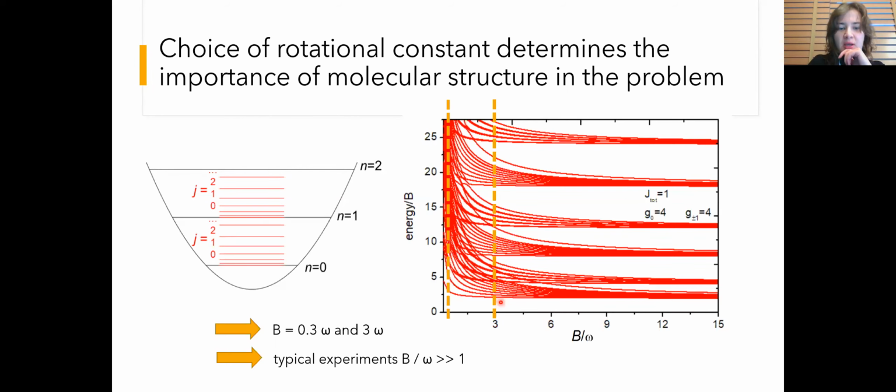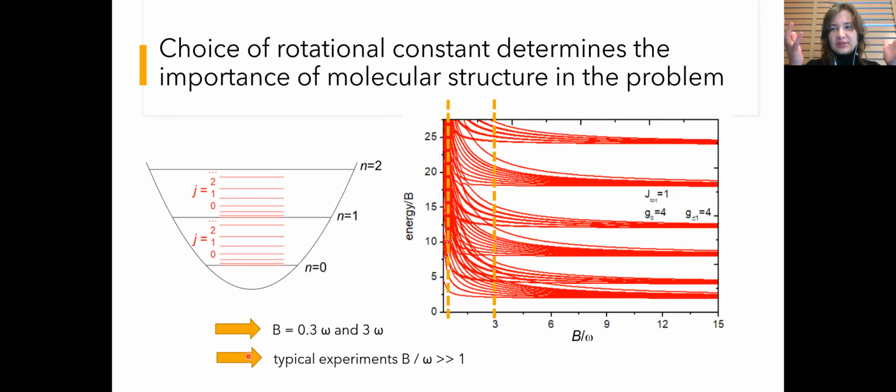However, it's really important to know the typical experiment. If you have ground state molecules in harmonic traps, the ratio is much larger than 1. It's more like 100 or even 1000, because the trap frequencies are around 1 kilohertz to 1 megahertz, and the ground state molecules' rotational constants are around hundreds of megahertz.